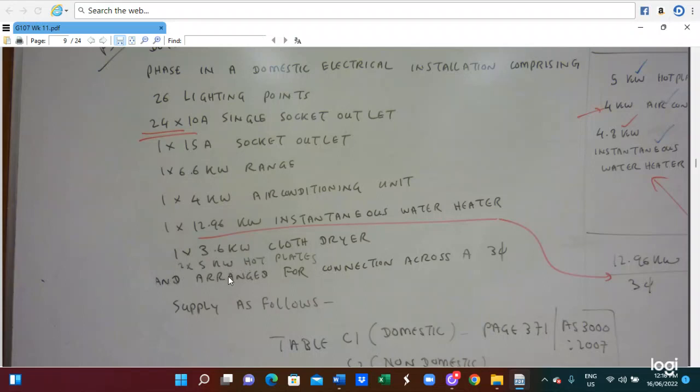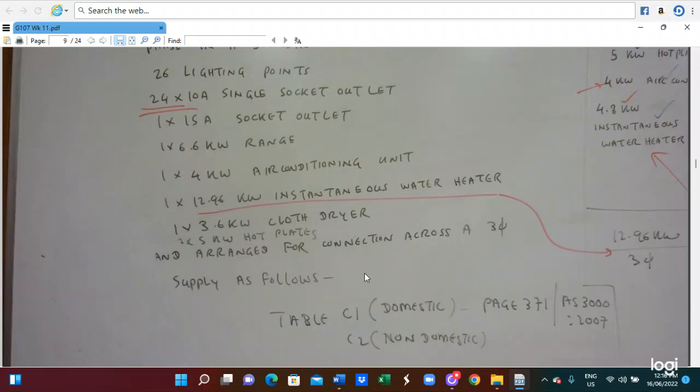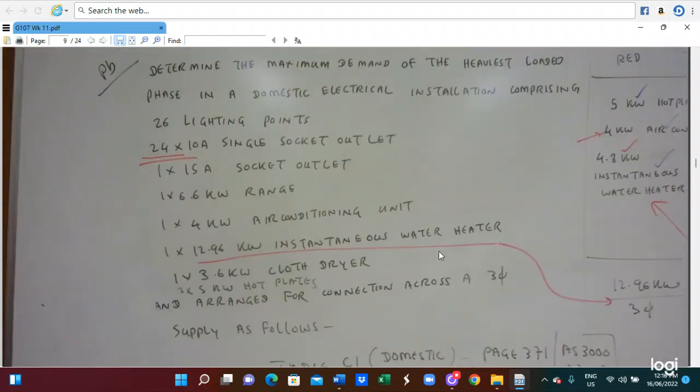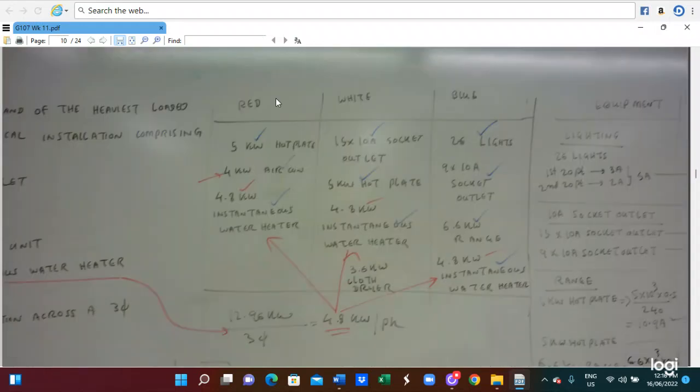And also we have to arrange the connection across the 3 phases. We have to arrange the connection, so you have to arrange these into the 3 phases. So we arrange them: red, white, and blue phases, with a 5 kilowatt hot plate, and another 4 kilowatt.